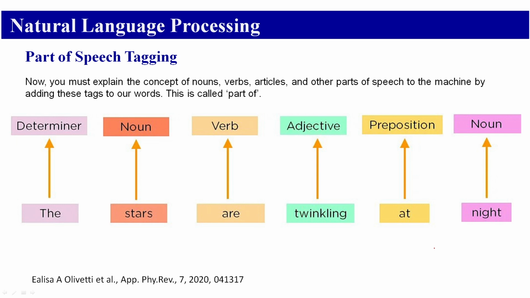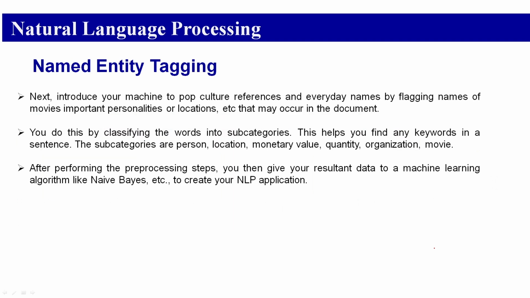Very interesting, is it not? Because this we learned when we were children in school. So, now we are going to make the computers learn these things as a part of NLP. Why? Because NLP will allow us to extract the information by reading these sentences. That is what is important for us. The most important aspect is what is called named entity tagging. It is called NET, it is not "net", okay, NET. And it introduces your machine to pop culture references and everything, by flagging themes, names of movies, important personalities, location, etc. Okay.